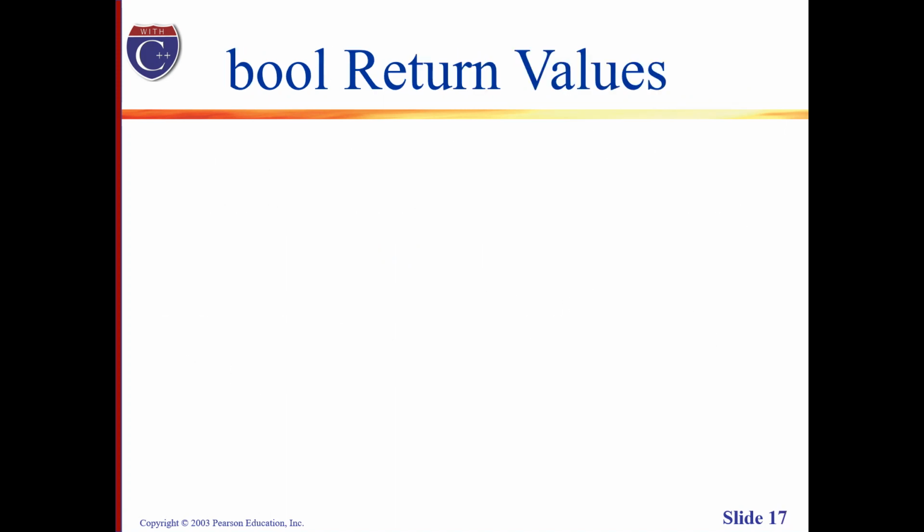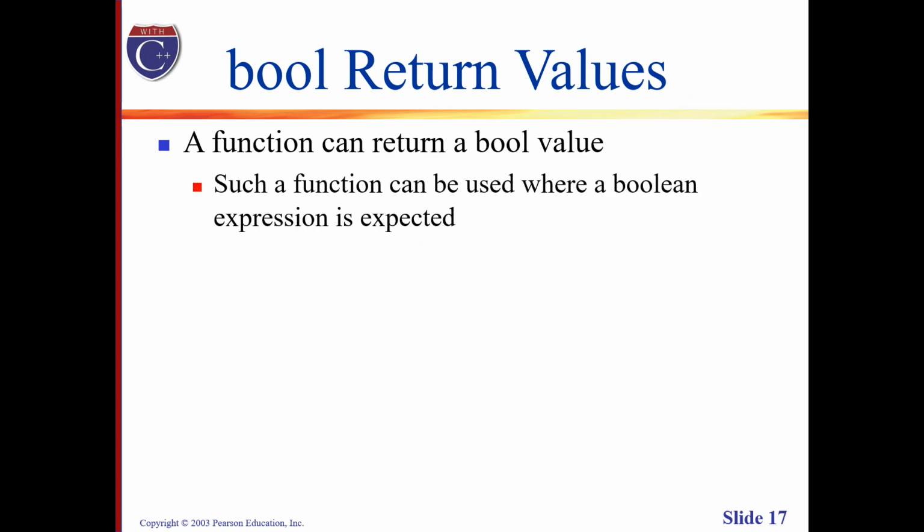Next, we also have the Boolean return values. Of course, we've already learned how to write functions, and we can also write functions that return a value. In this case, what if our function returns a Boolean value? A function can return a Boolean value. Such a function can be used where a Boolean expression is expected. Hence, it would make your programs easier to read.